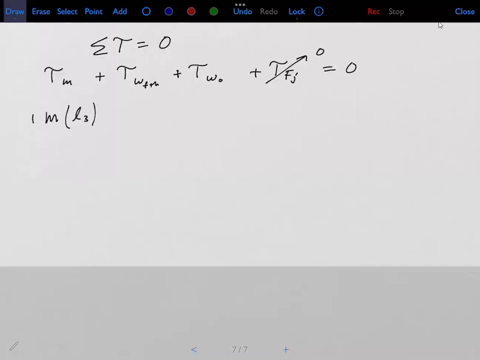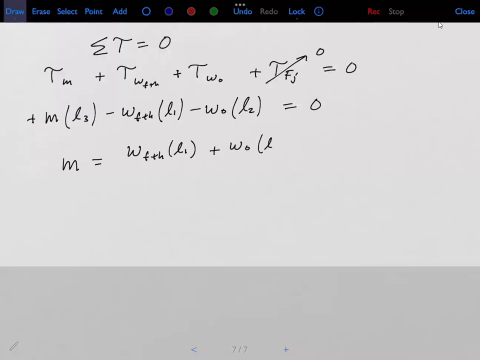Okay, so that's positive. Then the torque due to the weight of the forearm and hand is the weight of the forearm and hand times the moment arm, which we found was L1, and that's going to be negative. And then the weight of the object times L2 is also negative. That's going to equal 0. So if I solve this for the muscle force, M, it's going to be the weight of the forearm and hand times L1 plus the weight of the object times L2, all divided by L3.